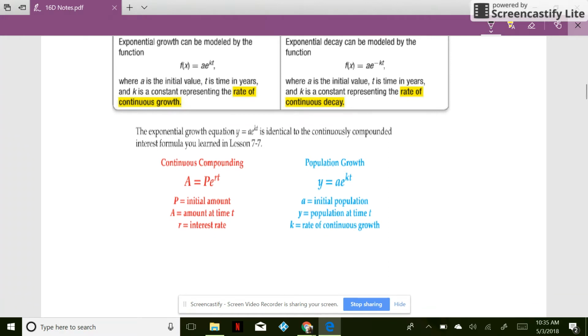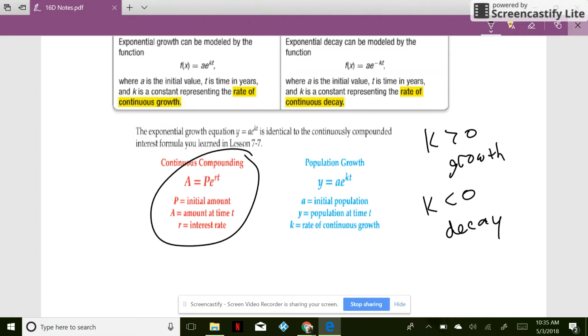Now, the key thing is to look at the value of k. So if k is greater than 0, it's a growth. If the coefficient in front of your time in your exponent is greater than 0, it's a growth. If k is less than 0, it's going to be a decay. That's the thing to keep in mind. So e to a positive power is going to be a growth. E to the negative power is going to be a decay.